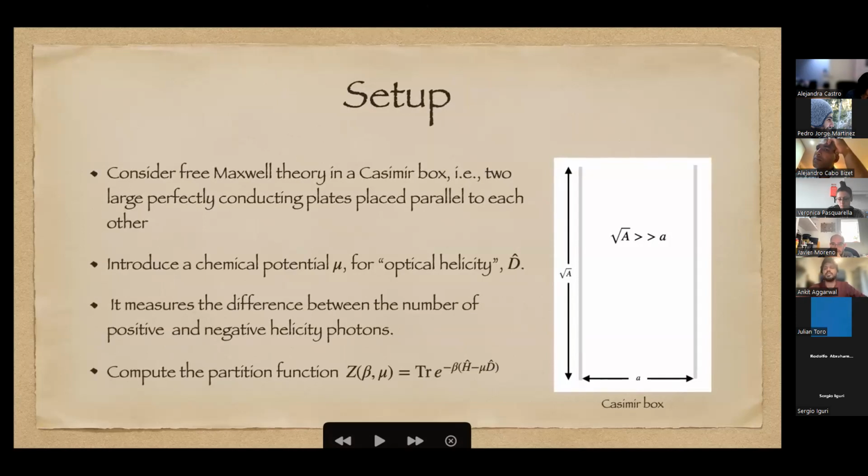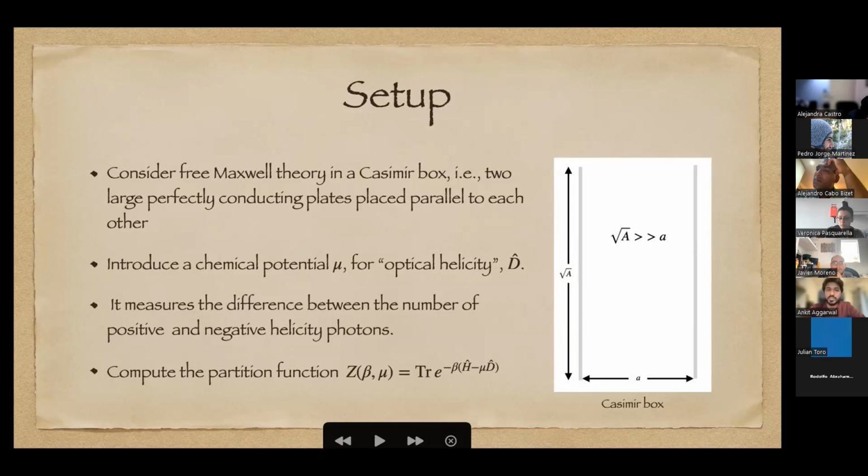So here's the setup. It's a similar setup to that used to study the Casimir effect. There are two large parallel conducting plates, and we consider free Maxwell theory between these plates. The separation is small compared to the size of the plates. We look at an observable called optical helicity. This observable measures the number of positive minus the number of negative helicity photons. And then we just compute the usual thermal partition function. Next slide.